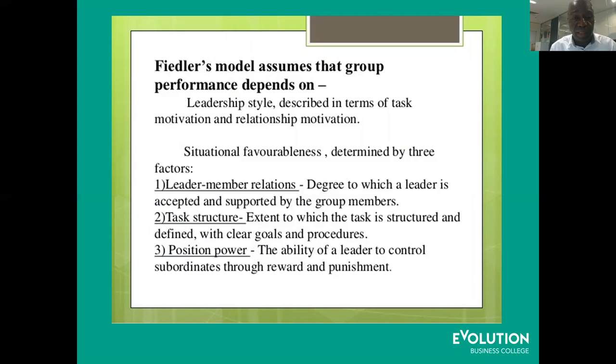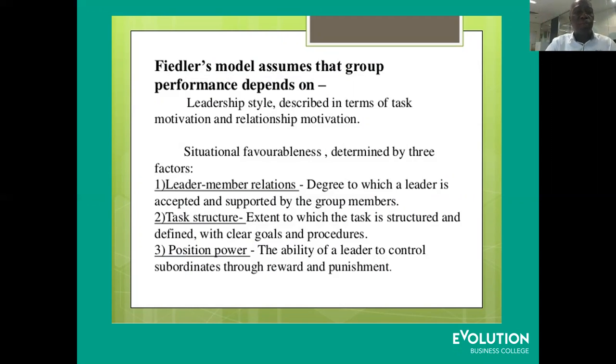And task structure, the extent to which the task is structured, defined with clear goals and procedures. So if your leader is able to define the goals, define the tasks, and lay out procedures that are easy for the team to follow, their performance obviously earns high marks and they achieve much more than would have been expected.